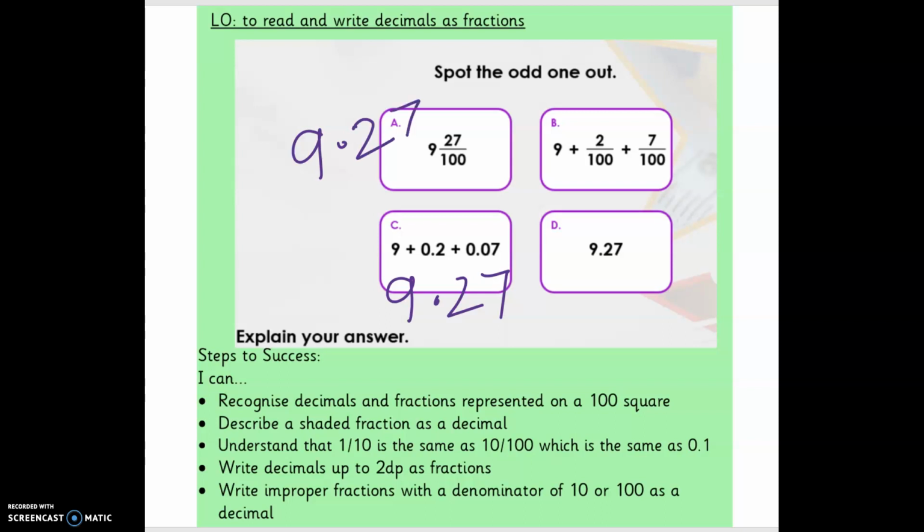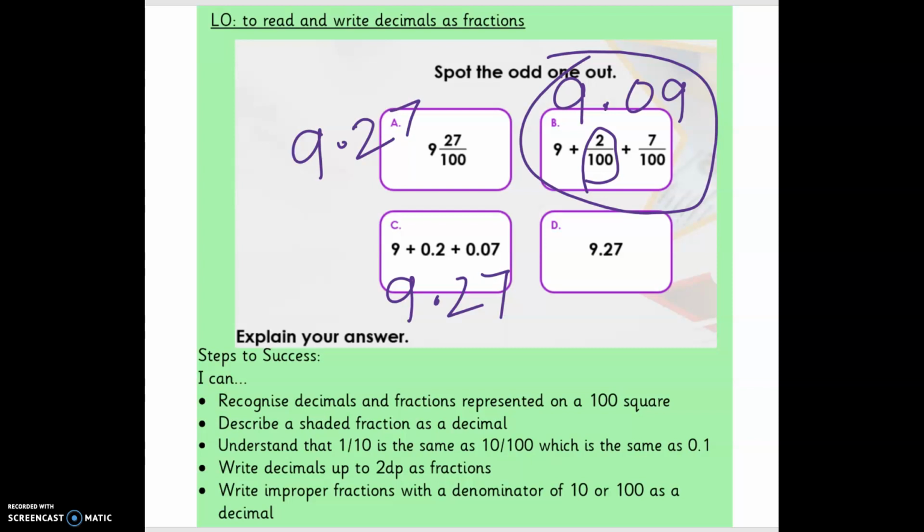And for this one, we've got 9 wholes, 2 hundredths and 7 hundredths. Now this one's different because we don't have any tenths. And in order to have 9.27, we need to have some tenths. So this one actually shows us 9.09. And I'm sure you can see straight away that this top one over here is the odd one out because the others have 27 hundredths and this one has 9 hundredths.